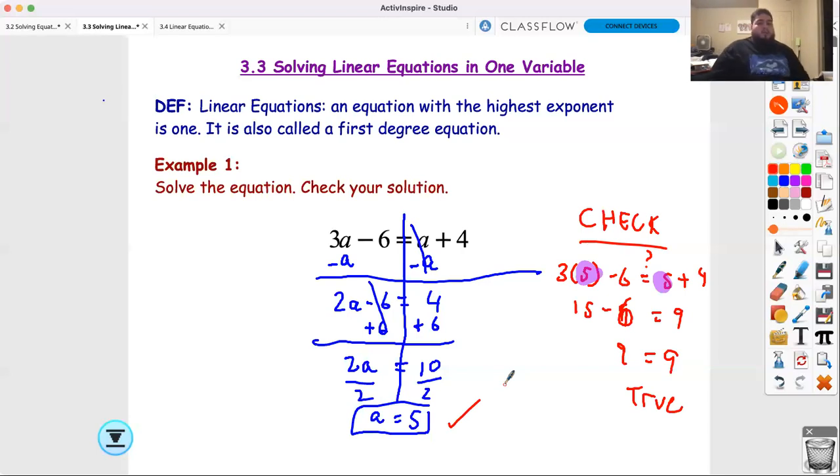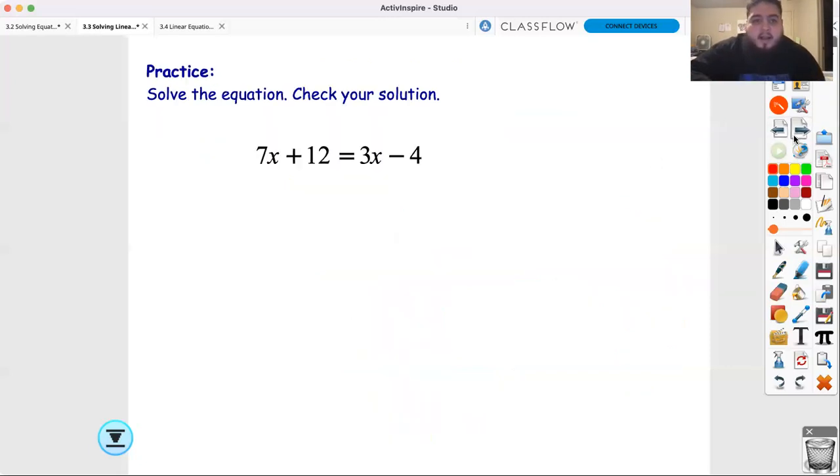What questions do we have so far on how I solved this equation, guys? Any questions whatsoever? Okay, I'm gonna go ahead and move on. Here's your practice problem class. I'm gonna go ahead and give you guys 3 minutes on this one. That way you can solve and also check your work.